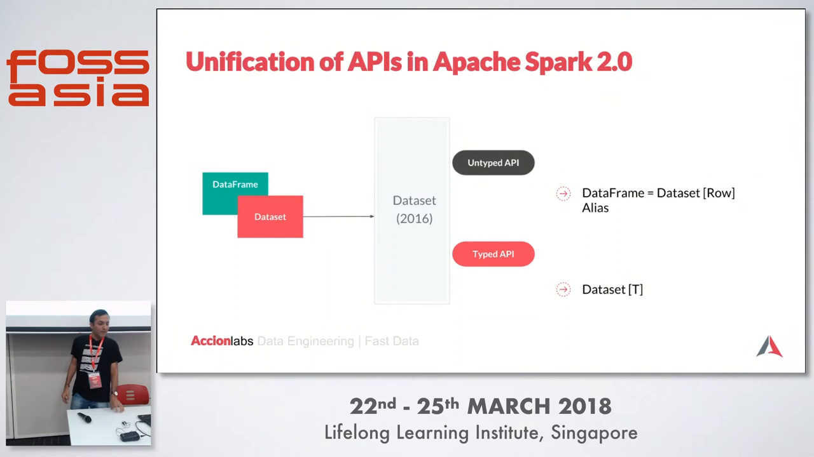So when I talk about data frame and data set, from 2016 in Spark 2.0, you will have two things, untyped and typed APIs. If you use a data frame, it's the alias of the data set of row, which is untyped. If you use the typed API, it's a data set of the any generic.